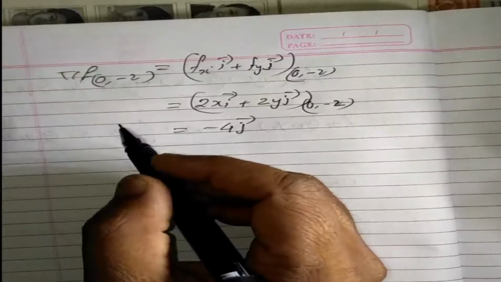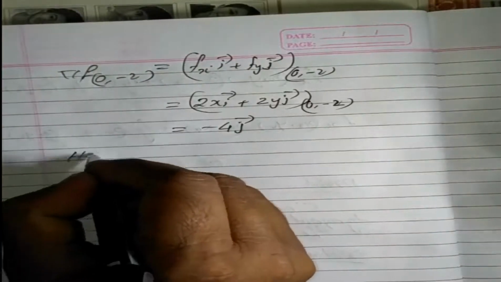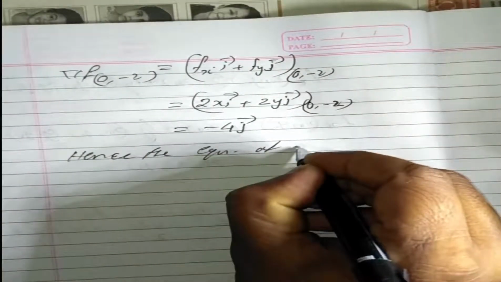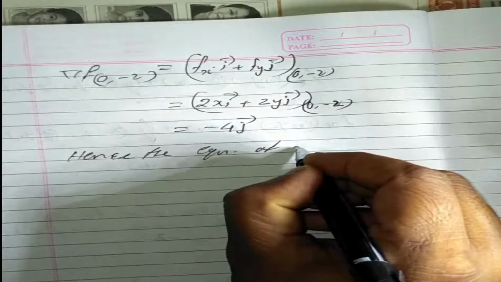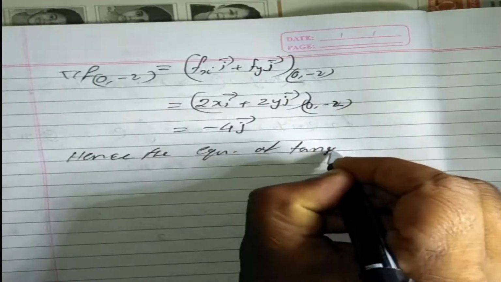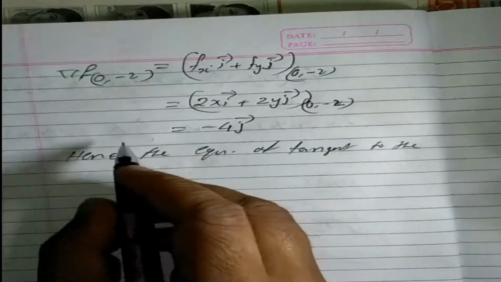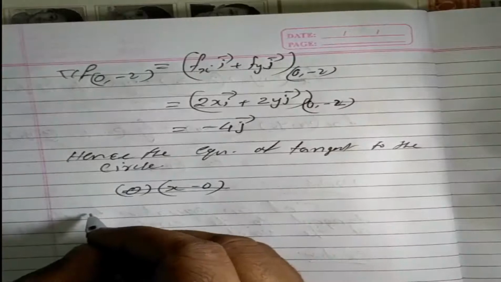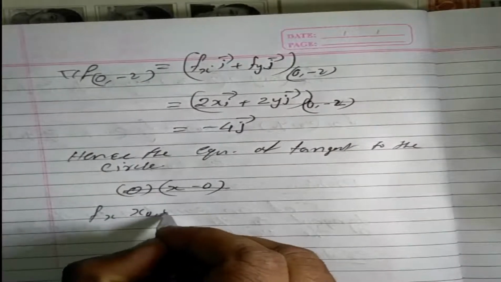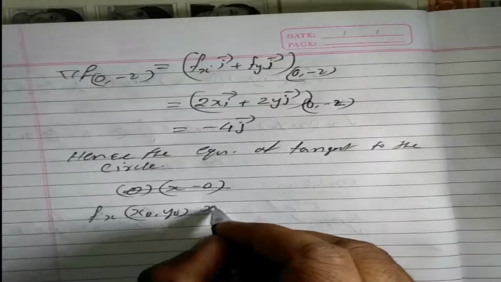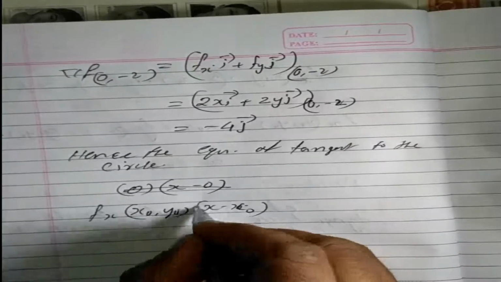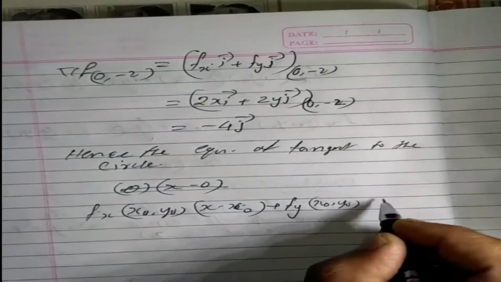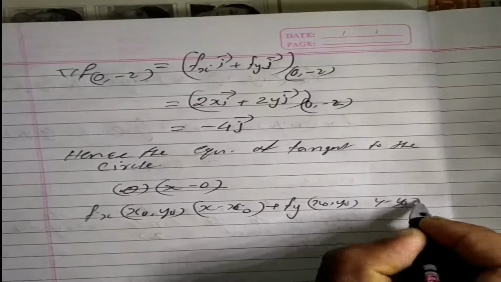Hence, the equation of the tangent to the circle. First we write the equation, which is easy to understand: fx of x naught comma y naught times (x minus x naught) plus fy of x naught comma y naught times (y minus y naught).